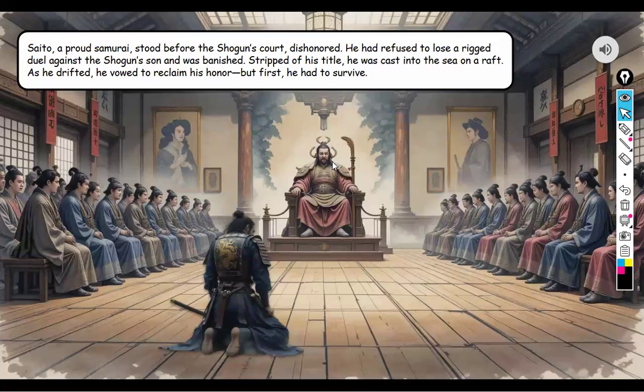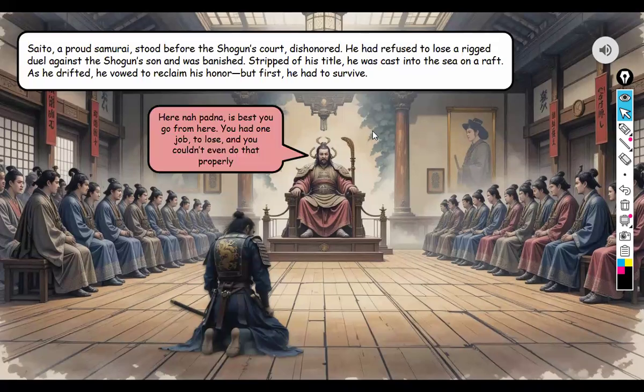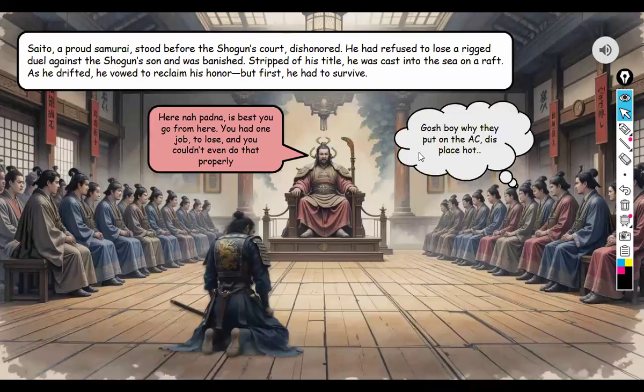The story is about a samurai who has been stripped of his title, and of course, he gets banished, right? Because he refused to lose a competition against the emperor's son or something like that.